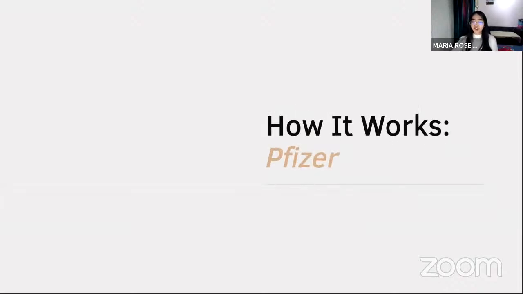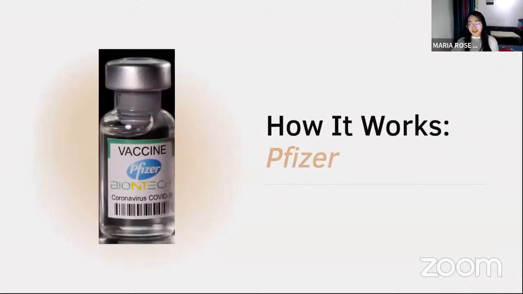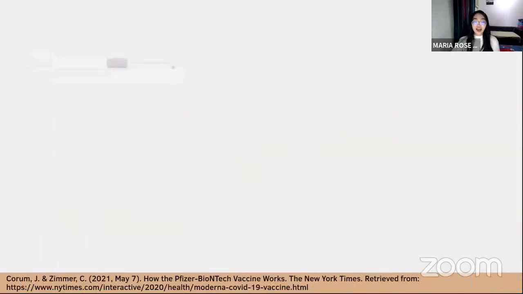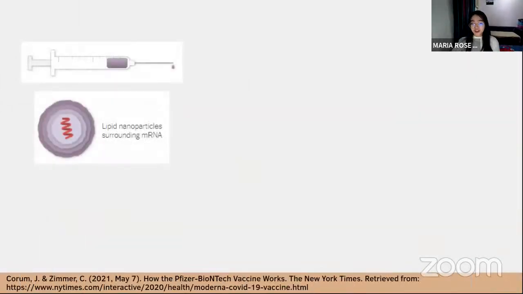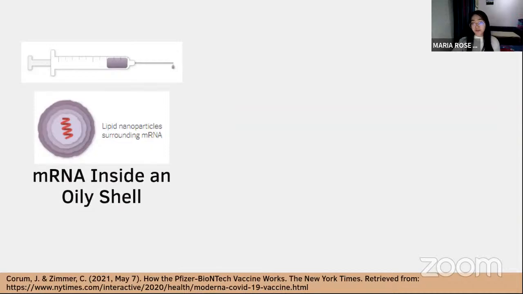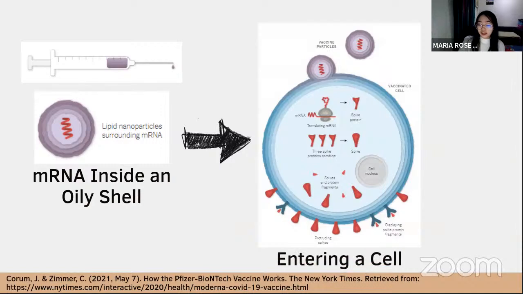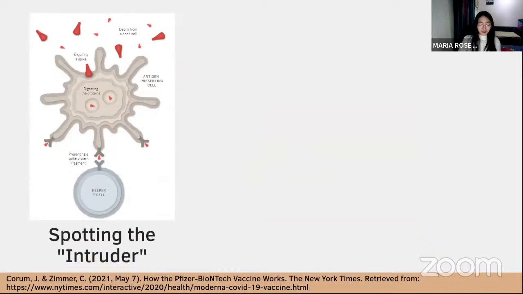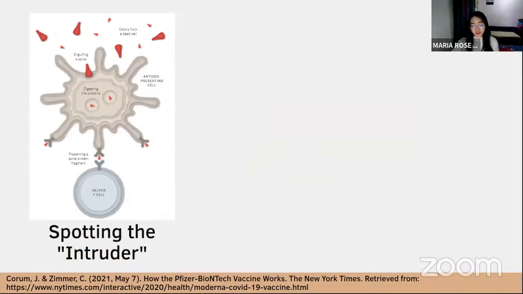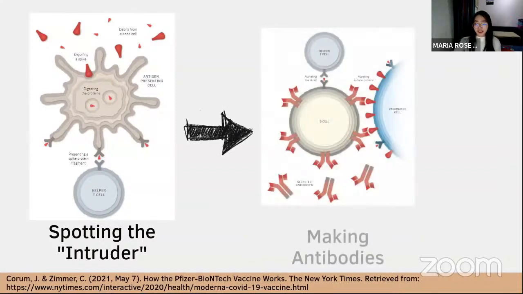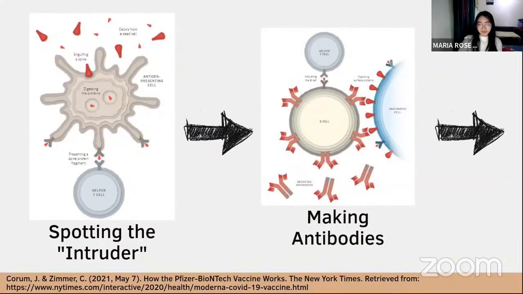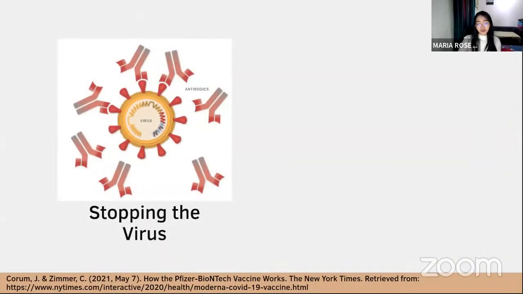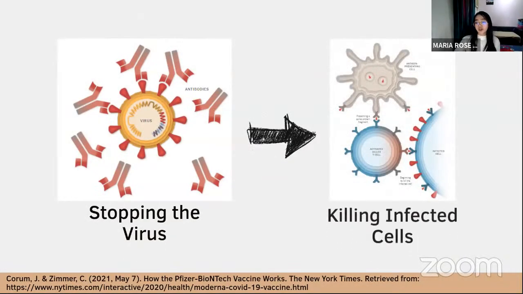All right, moving on, after Moderna, we'll talk about the Pfizer vaccine. How does it work? Let's see. Actually, they function similarly to the Moderna vaccine. First is the mRNA inside an oily shell. And then it enters the cell. And then spotting of the intruder with the help of immune cells, which spot the spike proteins. And then making of antibodies. Then stopping of the virus. And finally, the killing of infected cells.